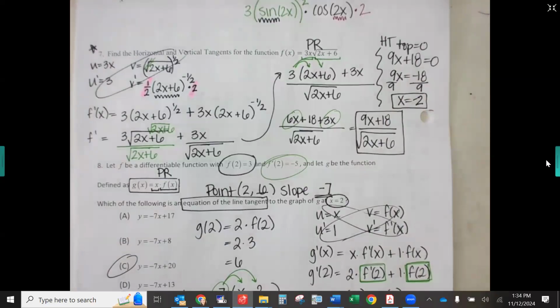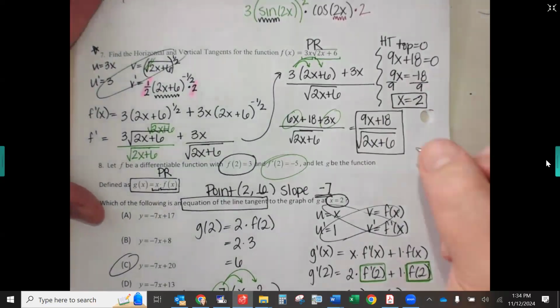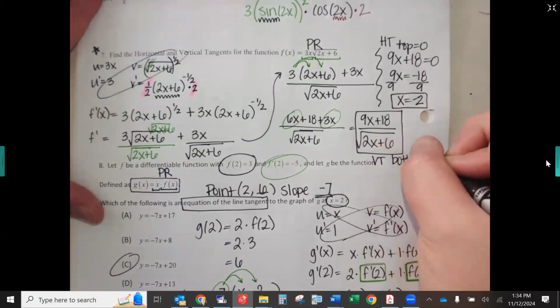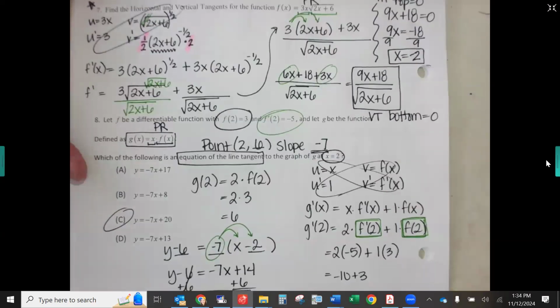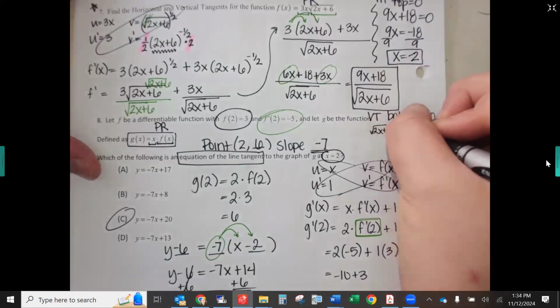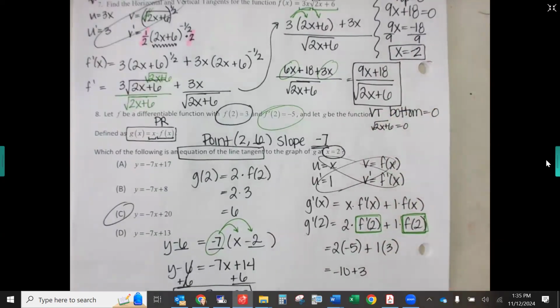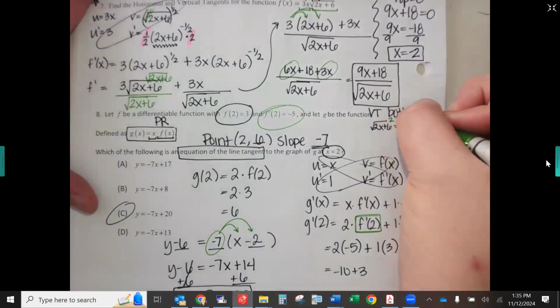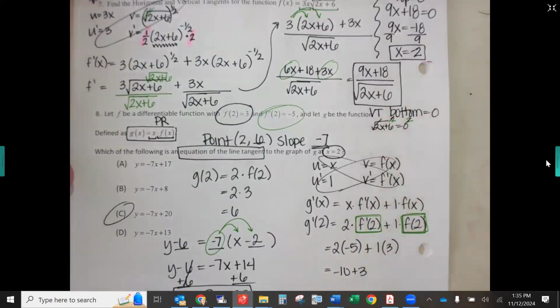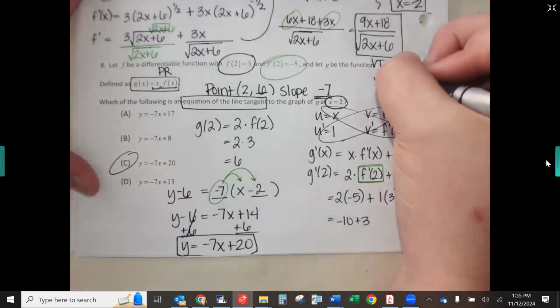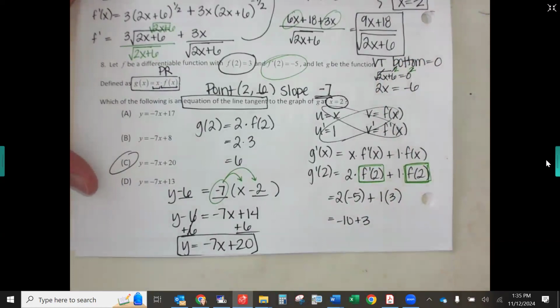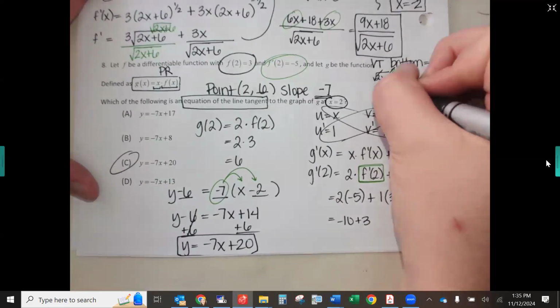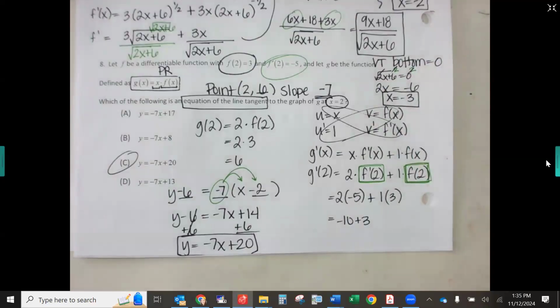So when x is negative 2, I'm going to have a horizontal slope, or a zero slope. Okay. It also asked me to find vertical tangents. What part are we setting equal to 0 for a vertical tangent? Very good. So I'm going to put VT: bottom equal to 0, which would be root 2x plus 6 equals 0. How do I get rid of the square root? Square both sides, but question, when you square 0, what do you still get? 0. So really, you just have 2x plus 6 is 0. How do I get rid of the plus 6? Minus it. So now 2x equals negative 6. And then last step, divide by 2. So x would be negative 3. Okay. But for your test, this derivative part, you should be able to do.